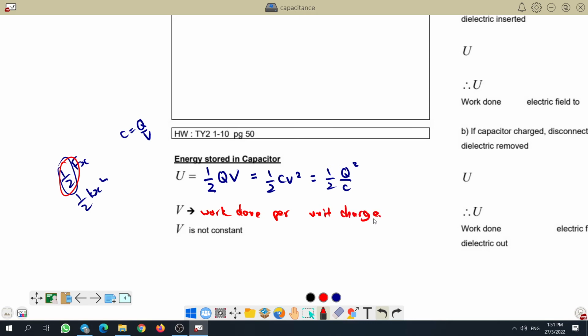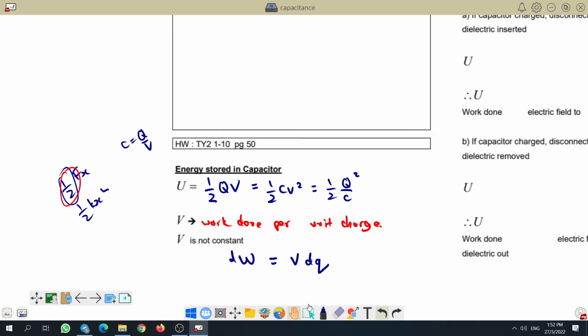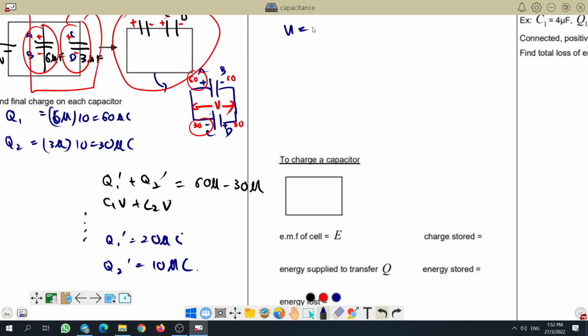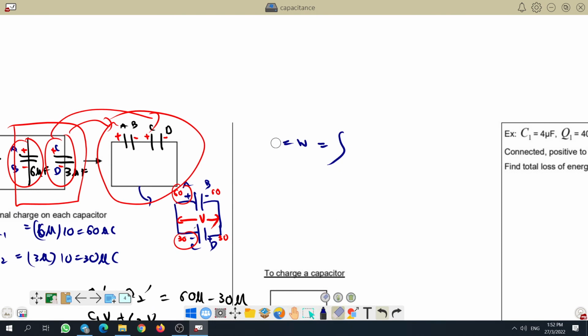Tetapi because it's not constant, so we need to integrate lah. So we do like this first, dW equals to V dQ. And then we're going to integrate it, so we get W. So U, which is W, is integrate V dQ from, kerja yang digunakan untuk mengecasnya daripada awalnya. Awalnya berapa casnya? Initially the charge is 0 to Q.